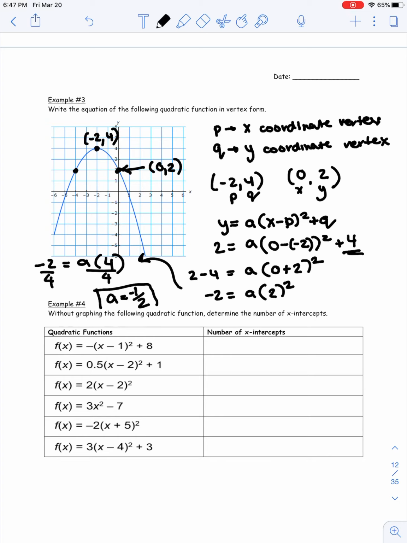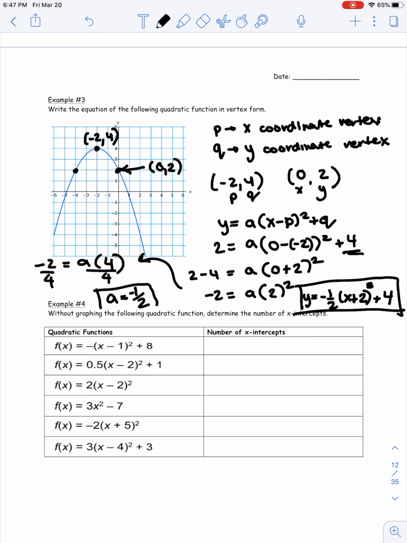Now, we need to always write the equation. It's not enough to just say A equals -1/2. We want to write Y equals -1/2, then it's going to be (X plus 2), because we've simplified the two negatives to become positive, squared, and then plus 4. This is the equation that they want us to use to represent it.